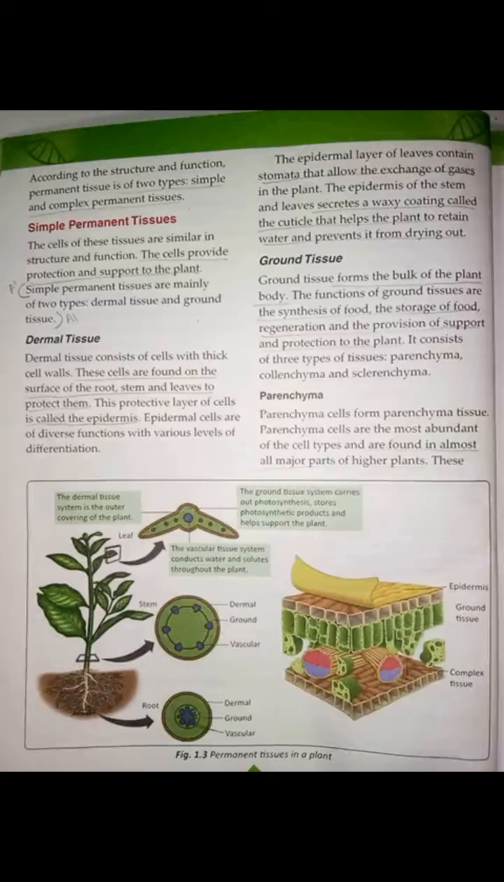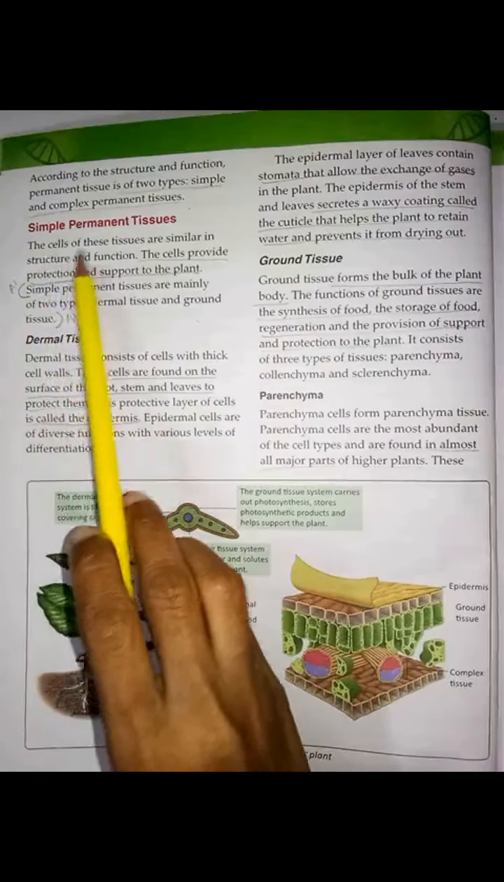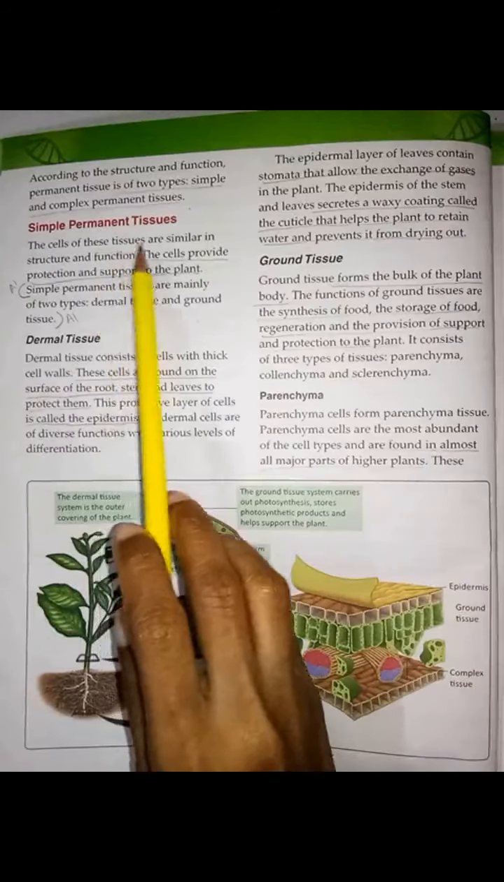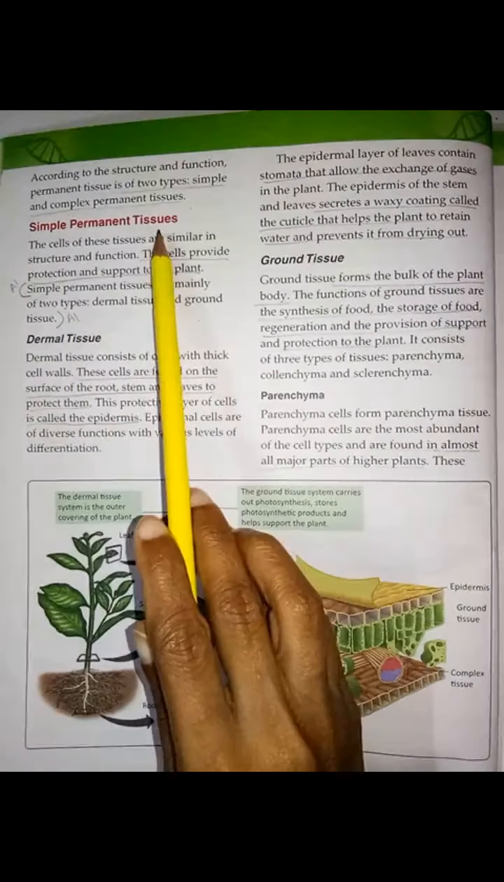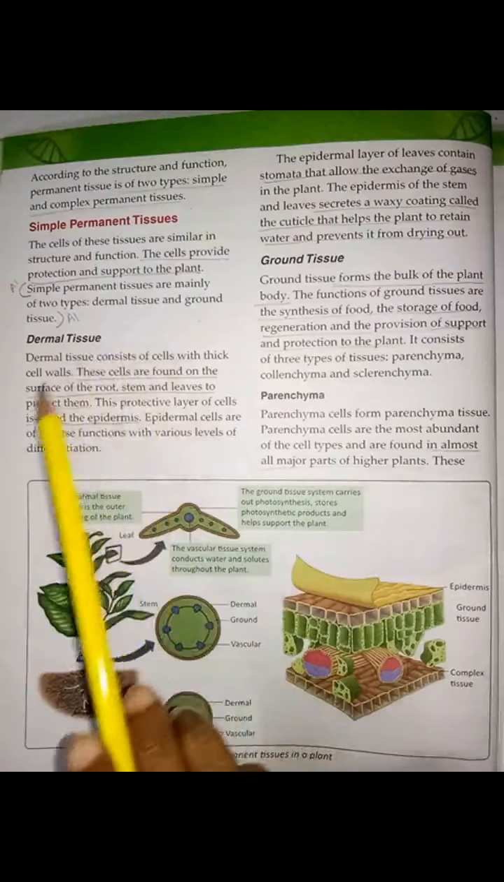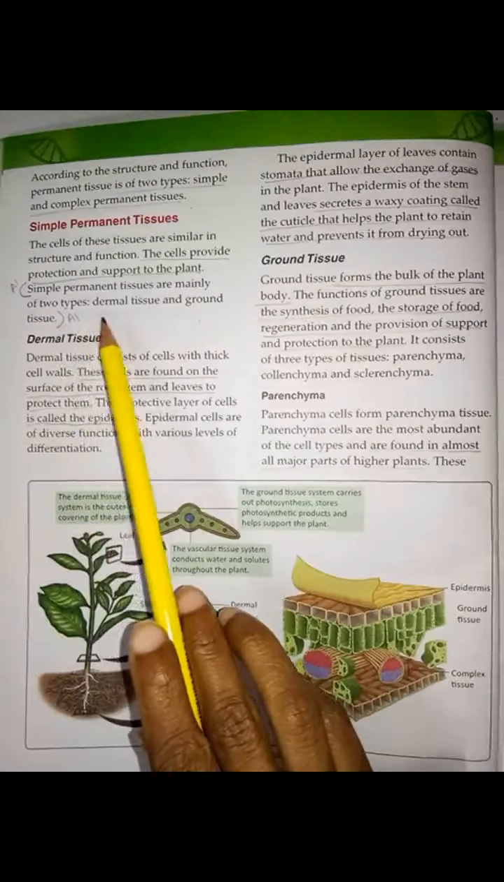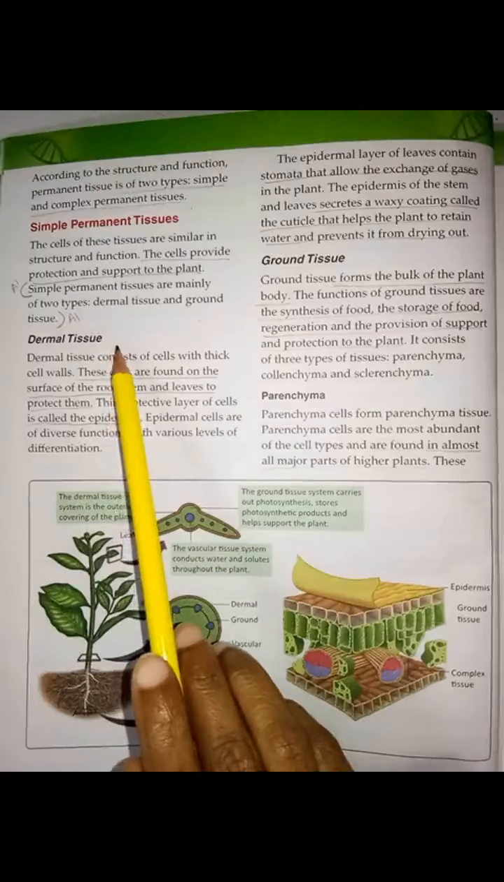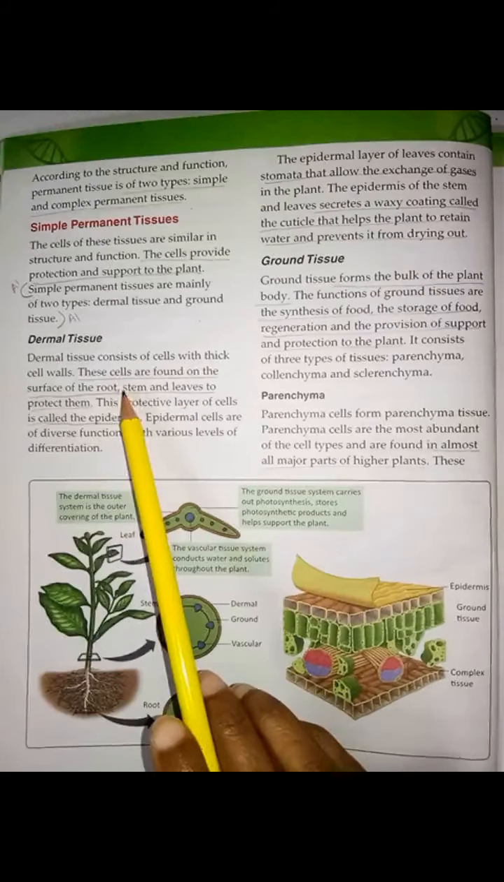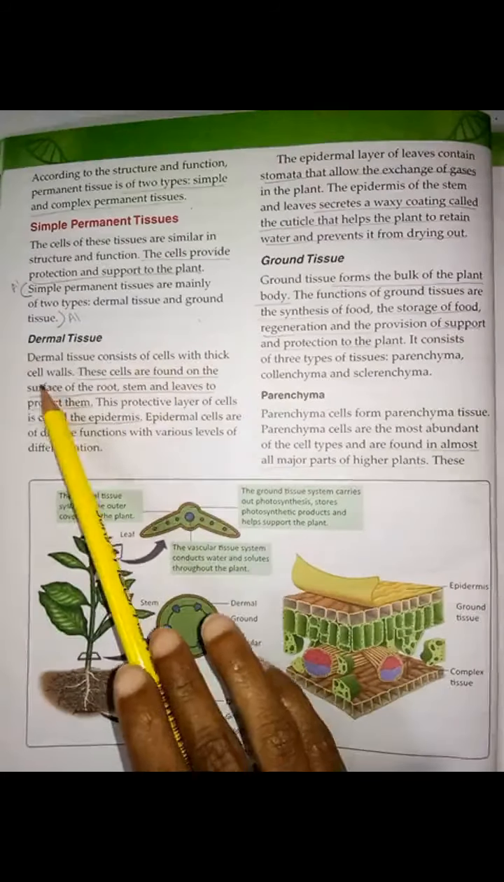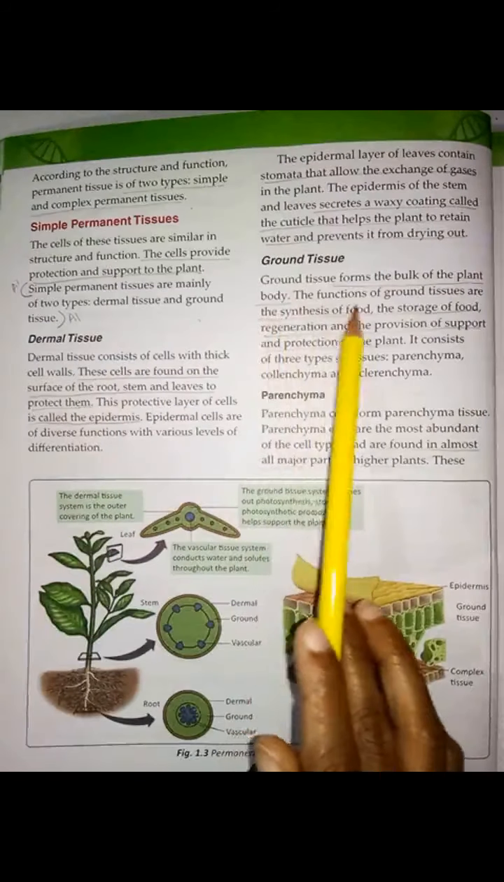Now permanent tissues are further divided into two categories. First is simple permanent tissue, and then we are going to learn about complex permanent tissue. Starting with simple permanent tissue. Now the cells of simple permanent tissue provide protection and support to the plant. This is their main function. Simple permanent tissue is further divided into two categories, that is dermal tissue and ground tissue.